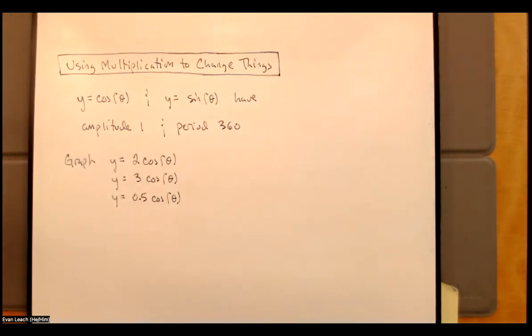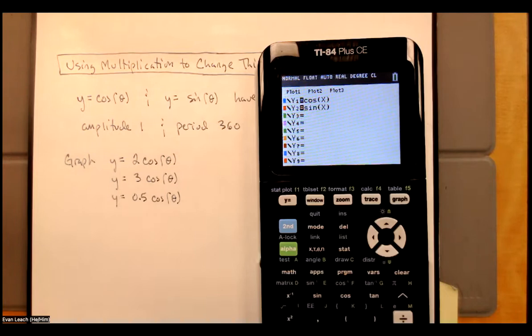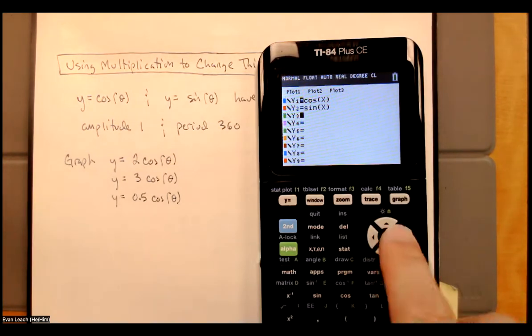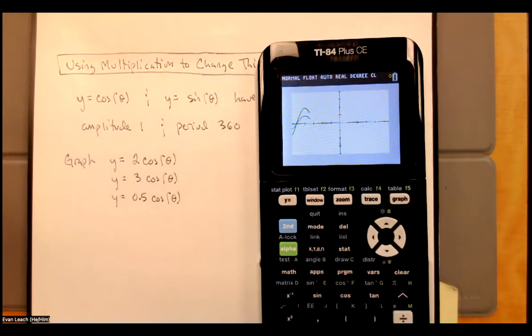Let's take a moment and see what happens if I put a coefficient outside of that cosine. If I multiply by something outside. So I'm going to grab my calculator. I'm going to turn off sine. I don't need that for now. But I'm going to graph 2 times the cosine of x. What does it look like happened to this function? When we put the 2 out in front of the cosine, what does it look like happened to the function?